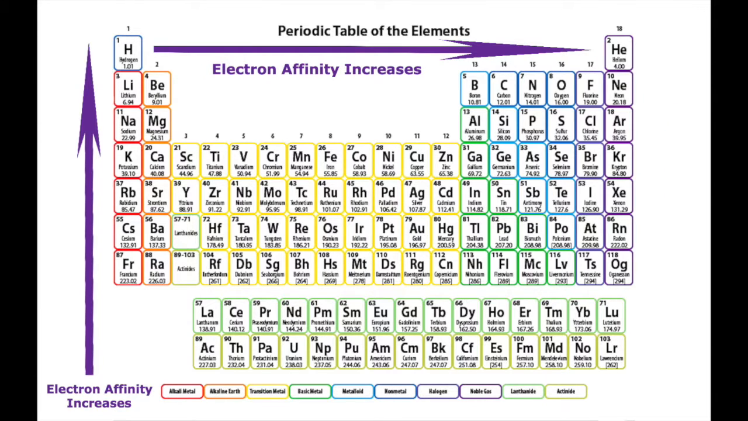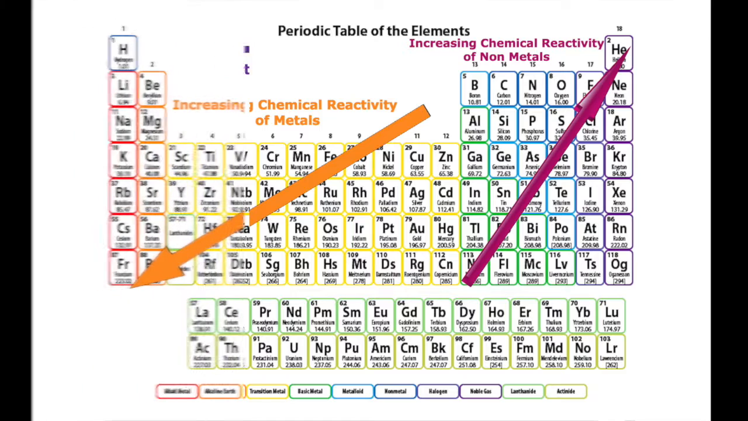And even another trend is electron affinity, which is how much an atom wants to gain an electron. This trend increases as you go across a period and decreases as you go down a group. Electron affinity tends to decrease as you move down a group because of the increasing effect of electron shielding. In contrast, electron affinity tends to increase as you move across a period because of the increasing nuclear charge.